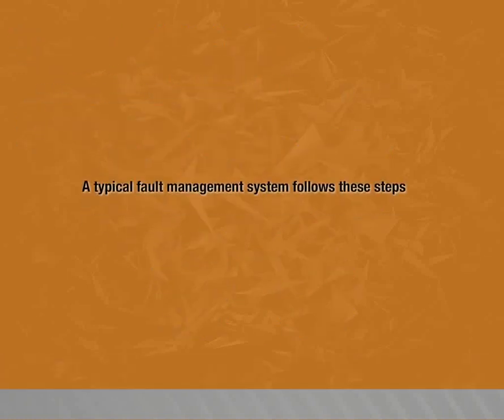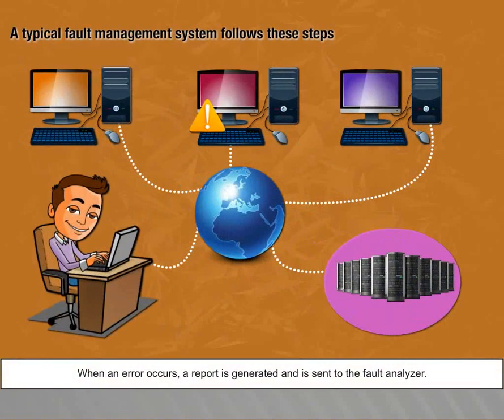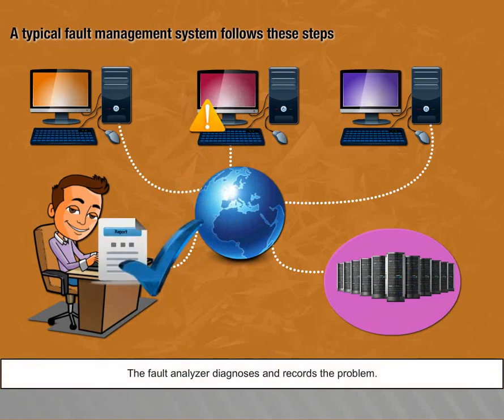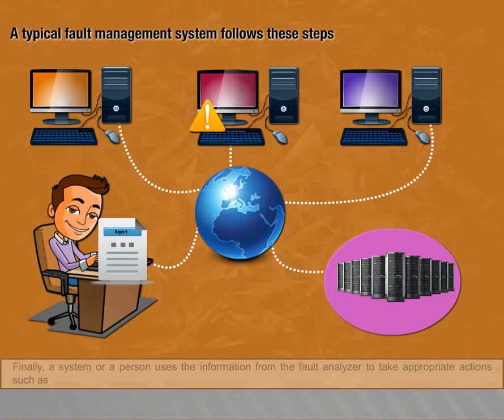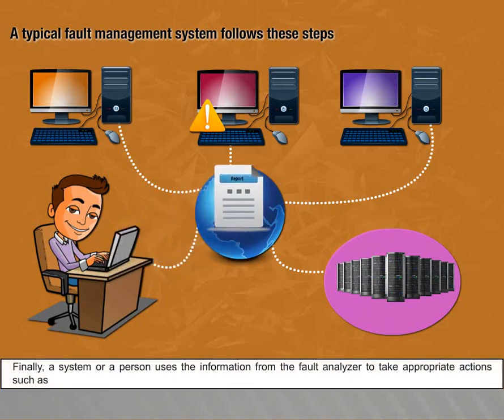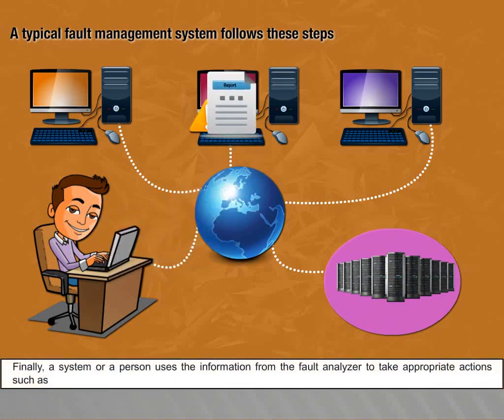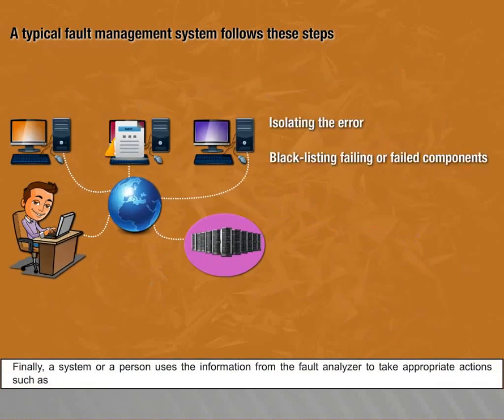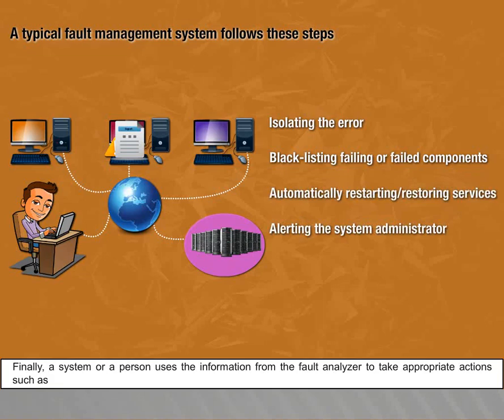A typical fault management system follows these steps. When an error occurs, a report is generated and is sent to the fault analyzer. The fault analyzer diagnoses and records the problem. Finally, a system or a person uses the information from the fault analyzer to take appropriate actions such as isolating the error, blacklisting failing or failed components, automatically restarting or restoring services, and alerting the system administrator.